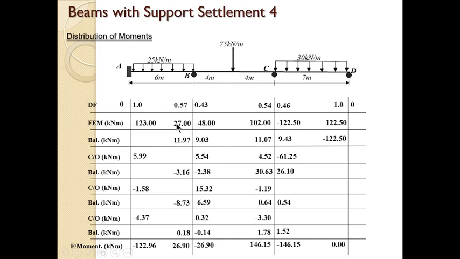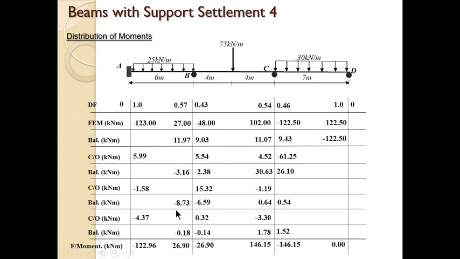So you come here, the difference between this and this is going to be negative. We find the positive of that difference and distribute it to this based on their distribution factor. And we do the same. When we finish, we now sum. When we sum all the moments here, you have 122.96. You have this one 26.9 minus 26.9, 146.15 minus 146.15, and this place 0. So by doing that, you have distributed the moment, and this is the final support moment.